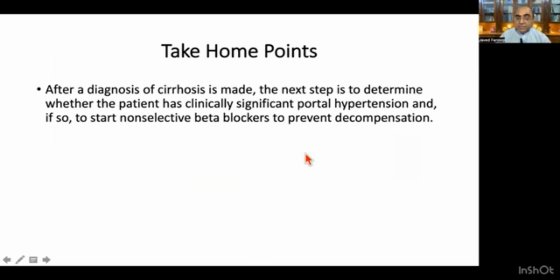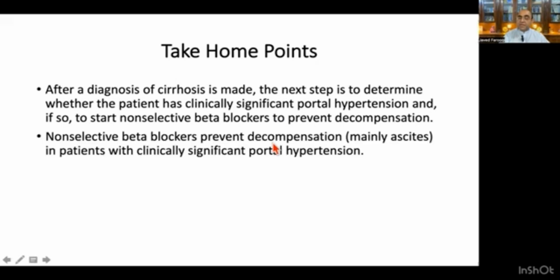So the first step is, once you have made the diagnosis that the patient has cirrhosis, you need to decide whether the patient has clinically significant portal hypertension or not. And when the patient has clinically significant portal hypertension, then you start this patient on non-selective beta blockers to prevent the decompensation.